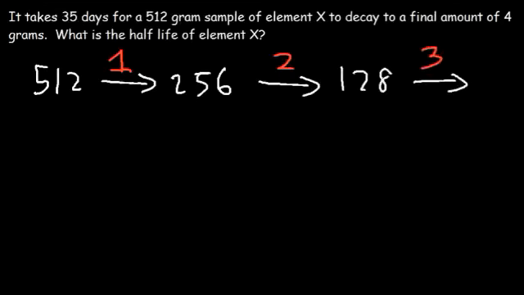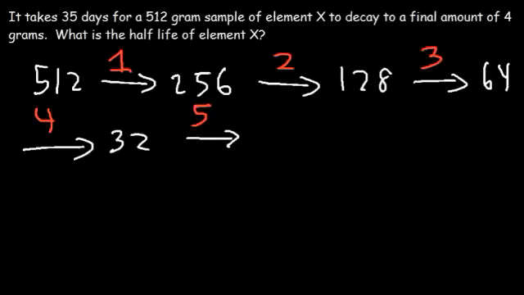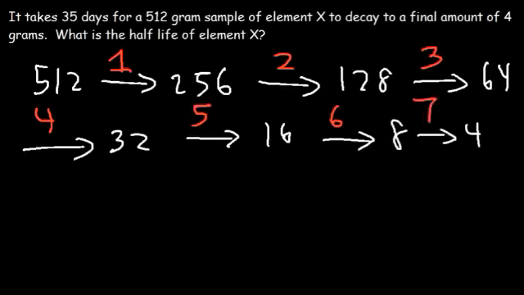Now, what is the third half-life? What is the final amount after the third half-life going to be? Half of 100 is 50. Half of 28 is 14. 50 plus 14 is 64. So after the fourth half-life, it's going to be half of 64. Half of 60 is 30. Half of 4 is 2, so 32. And then half of 32 is 16. Half of 16 is 8. And half of 8 is 4. So it takes 7 half-lives to go from 512 to 4.